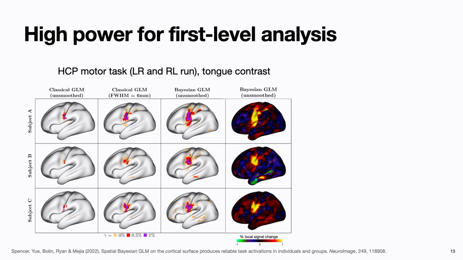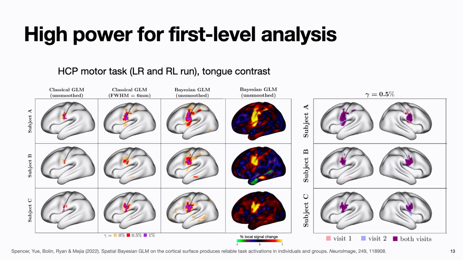So in a paper we published in 2022, we did an analysis using data from the HCP to look at the reliability as well as the power associated with this spatial Bayesian approach. And so here I'm showing estimates and areas of activation for 3 different subjects from the HCP motor task, the tongue contrast. And what we found is that the Bayesian approach, the spatial model, had much higher power, but also really high reliability across multiple visits. So we can see the unique functional topography of these 3 subjects that's really reliably identified at both visits.